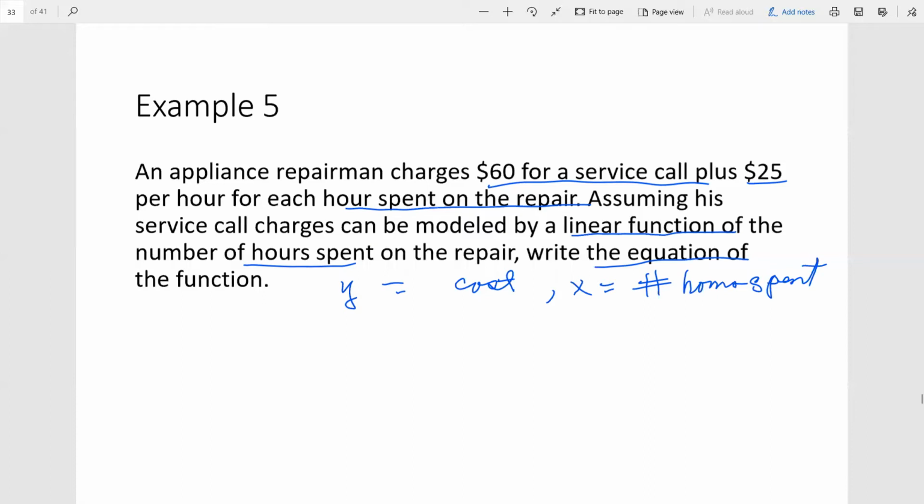It's very simple to see that you're going to always pay $60 no matter what the length of time he comes and spends on the repair, plus $25 times x, which is the number of hours spent. So writing it, turning it around, we get y equals 25x plus 60.